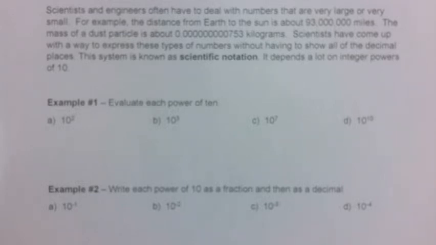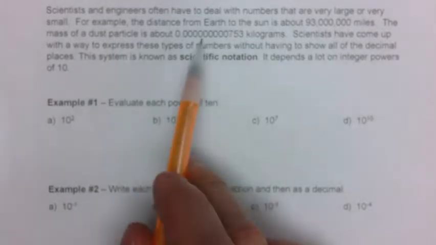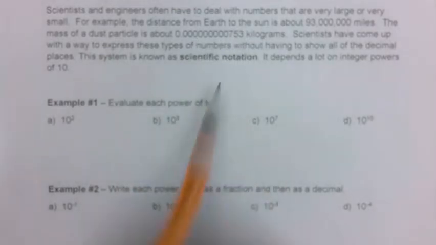Or the mass of a dust particle is about 0.0000000000753 kilograms. That is a very, very small number. Scientists have come up with a way to express these types of numbers without having to show all of the decimal places. This is known as scientific notation. Scientific notation depends a lot on integer powers of 10. And so in our first couple of examples, we're going to review our powers of 10.